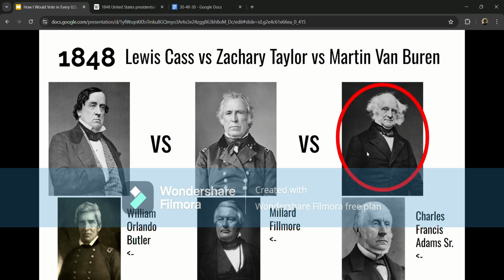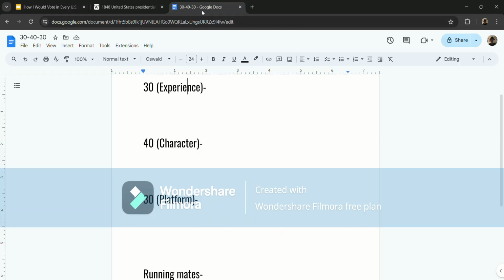So I would have voted for Martin Van Buren in this election, which may surprise some people. But when it comes to me, Zachary Taylor would never have gotten my vote because of the lack of experience and just pretty much a lack of anything likable, honestly. And Lewis Cass, although having good experience, I don't like your platform, man. I don't like your Southern sympathies. That would have counted me out. Martin Van Buren checks all the boxes that I want from a candidate.